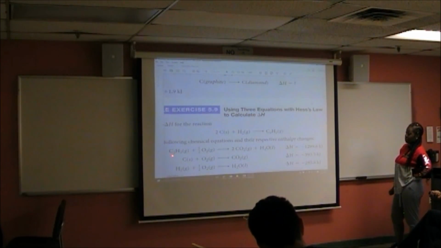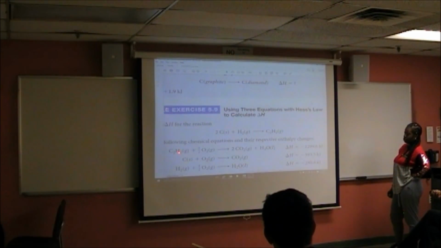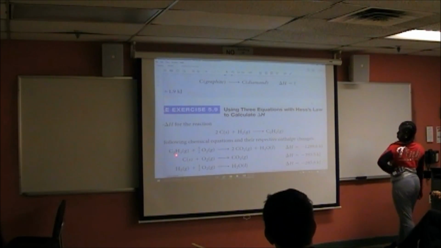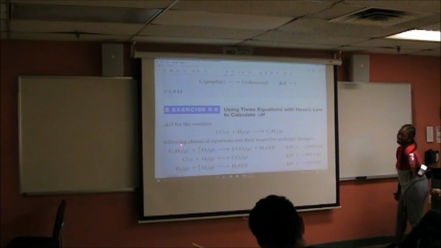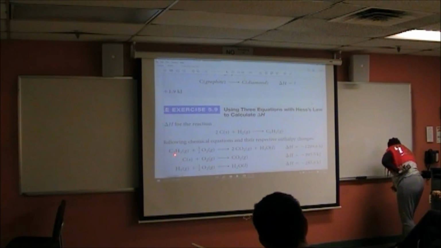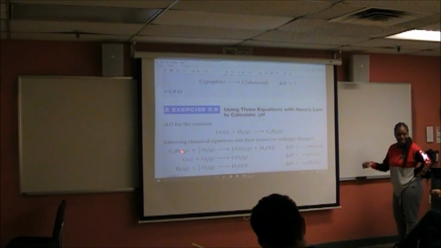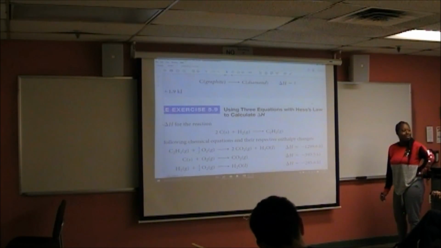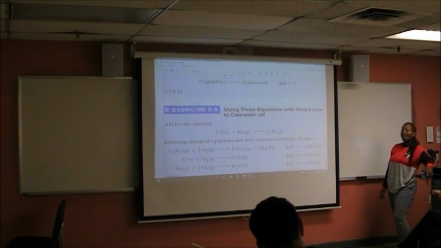There you go, there's acetylene. What side of the reaction is this? Reactant side? I said the left side. What side is it on in the equation that you want?